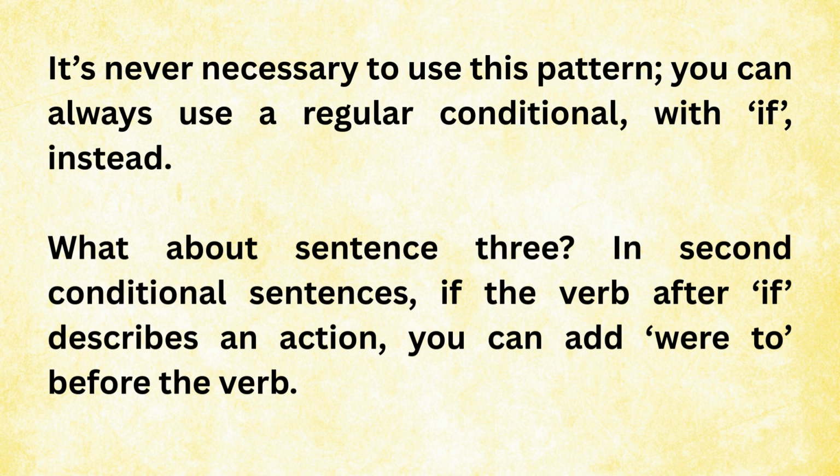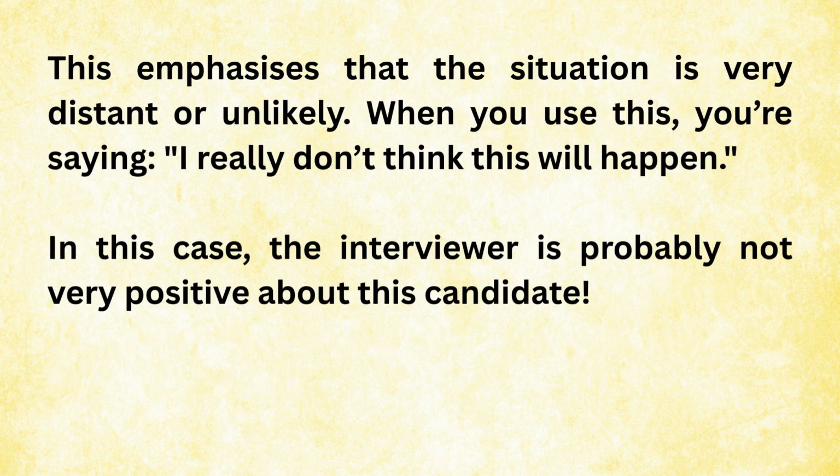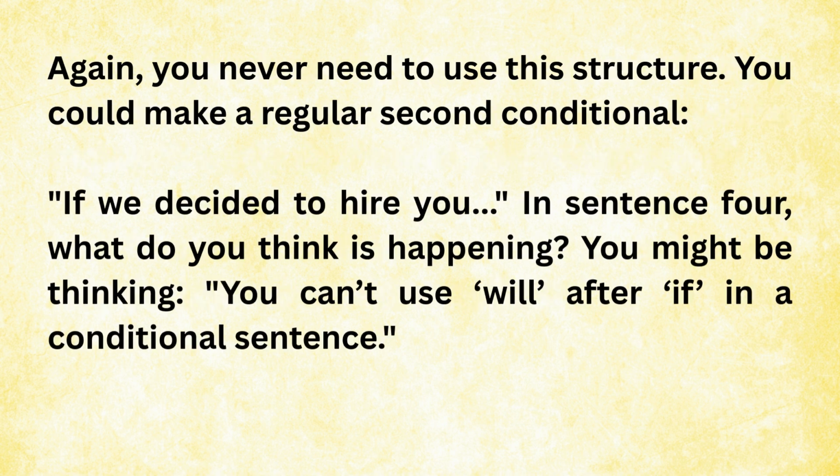What about sentence 3? In second conditional sentences, if the verb after if describes an action, you can add were to before the verb. This emphasizes that the situation is very distant or unlikely. When you use this, you're saying, I really don't think this will happen. In this case, the interviewer is probably not very positive about this candidate. Again, you never need to use this structure. You could make a regular second conditional. If we decided to hire you.